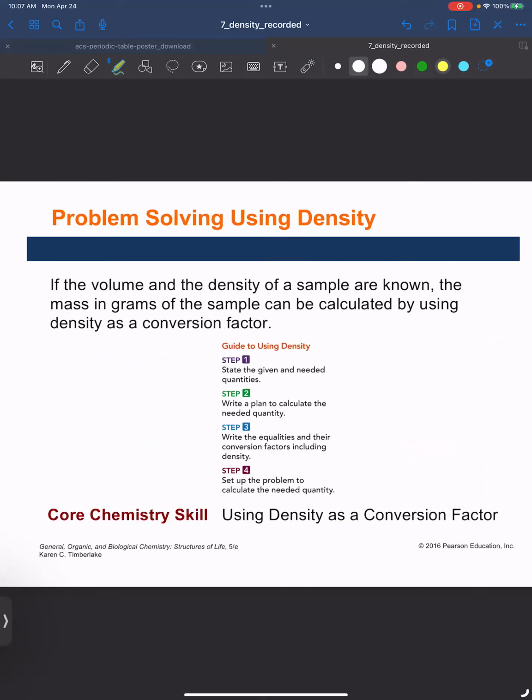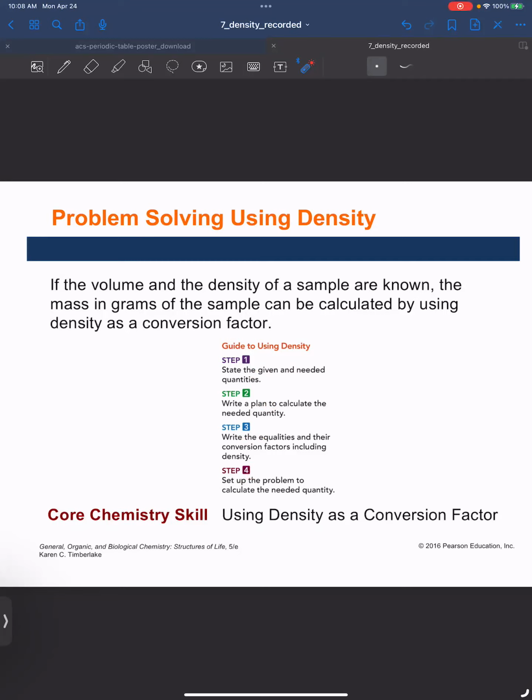And so here's a step-by-step guide to using density. So if the volume and the density of the sample are known, the mass in grams of the sample can be calculated by using density as a conversion factor. And so first, always state the given and the needed quantities. Step 2, you always write a plan to calculate the needed quantity. Step 3, you write the equalities and their conversion factors, including density. And step 4, you set up the problem to calculate the needed quantity.